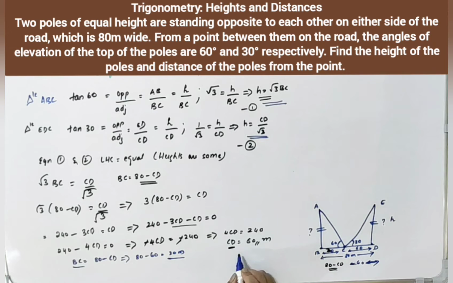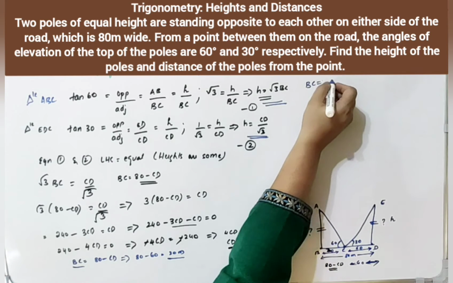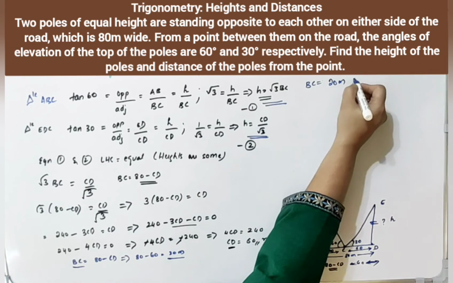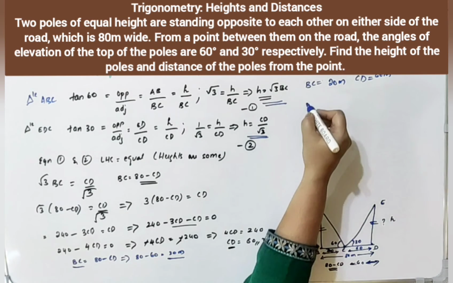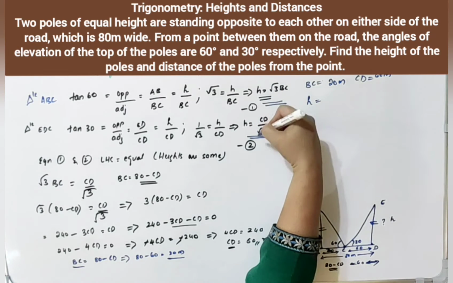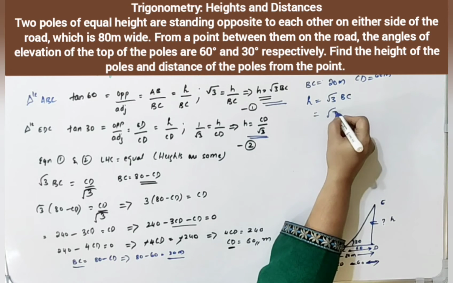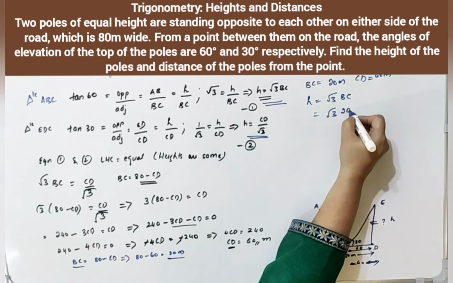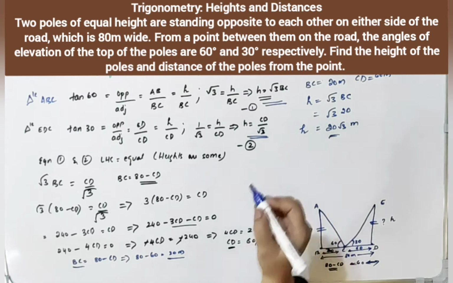So we have solved one part of the question, that is to find the distance from the point to the foot of the poles, that is BC and CD. So BC is 20 meters, CD is 60 meters. So what is the height? We need to find the height. We'll take any one of the equations. Let's take the first equation. We'll take root 3 BC. Root 3 into BC is 20 meters. That is 20 root 3 meters is height.